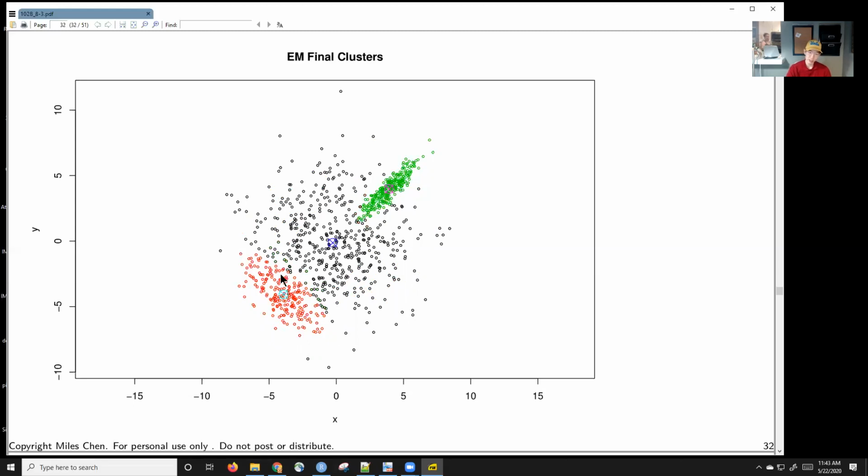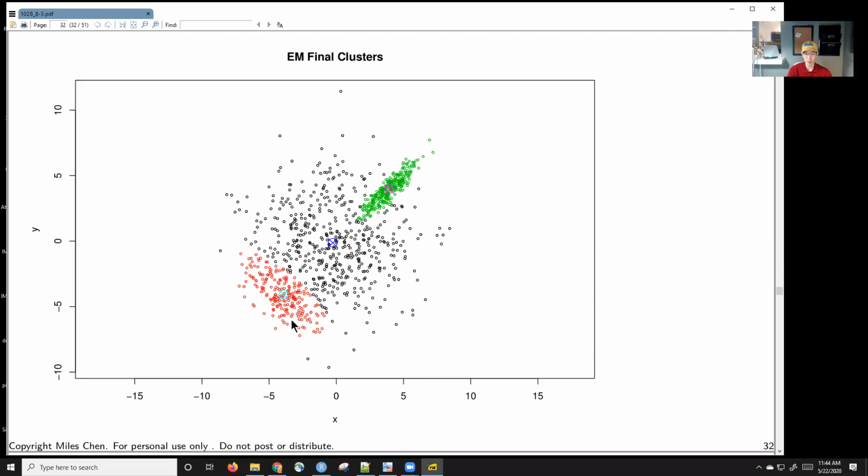If you look carefully here, though, we can see in the true groups that this is actually a mix of the green cluster and black cluster. But when the EM algorithm runs, all of these have a higher probability of belonging to the red cluster, so they get assigned to red. Again, everything is probabilistic. It's not a hard assignment that says this for sure belongs to the red cluster.